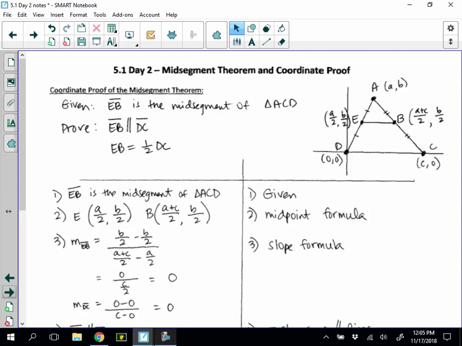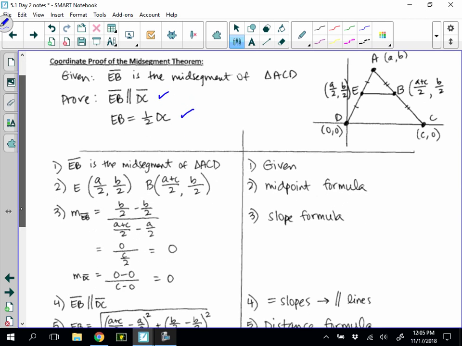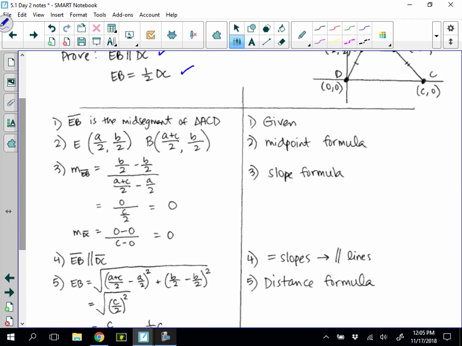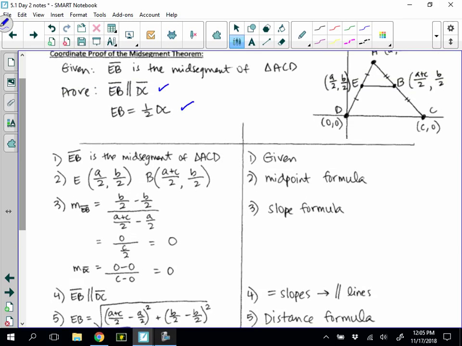So we are given that we have a mid-segment of a triangle. We are trying to prove that you have a set of parallel sides and at the mid-segment that the other side of the triangle is half the length of the mid-segment, which is what the theorem tells us. So I want to just point some things out as we go through this one. We have our given. Now, in order to show that two lines are parallel, from an algebra perspective, they have to have the same slope.